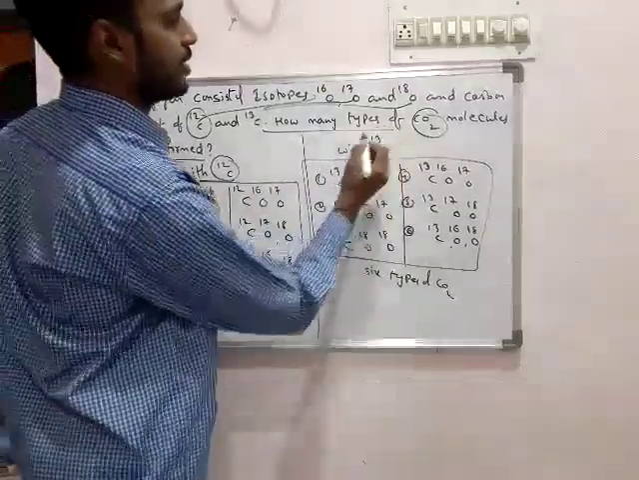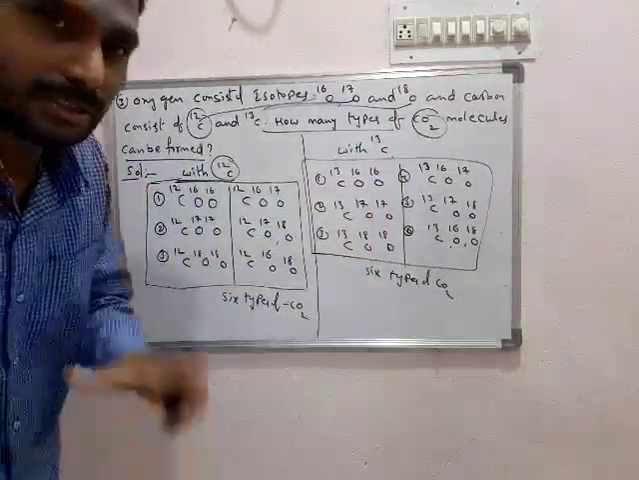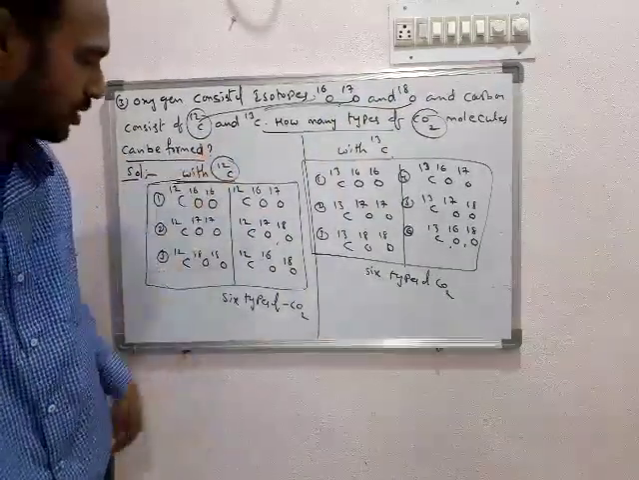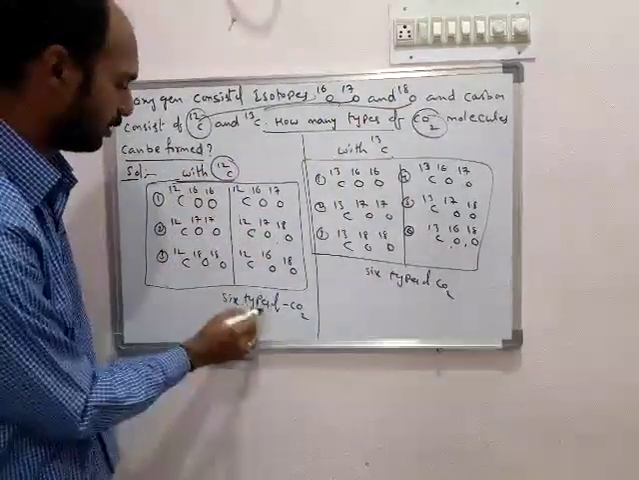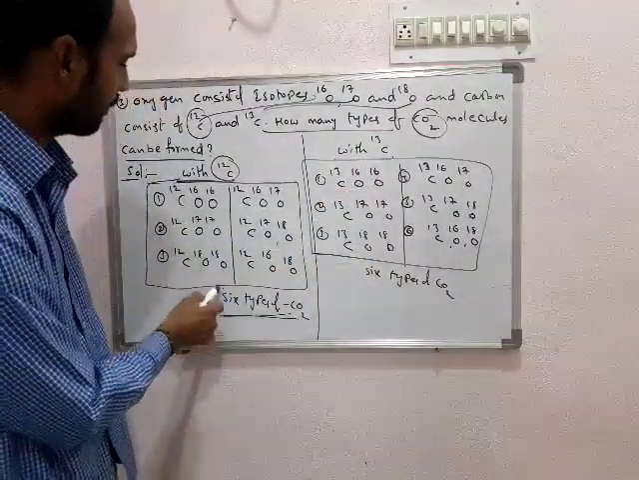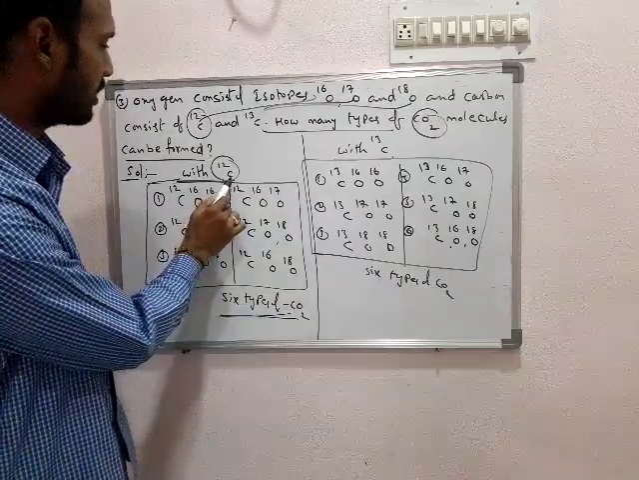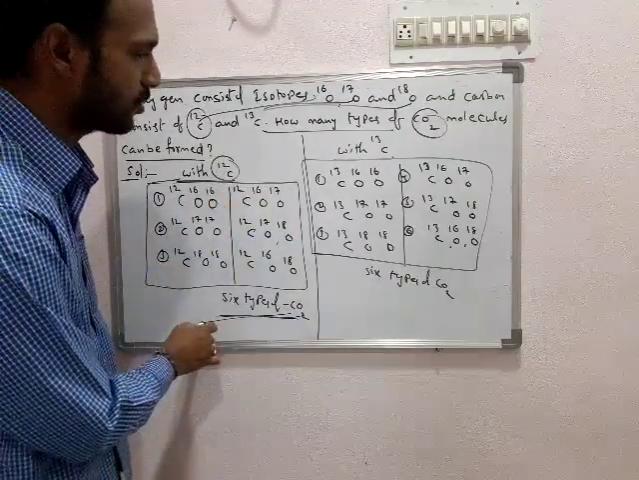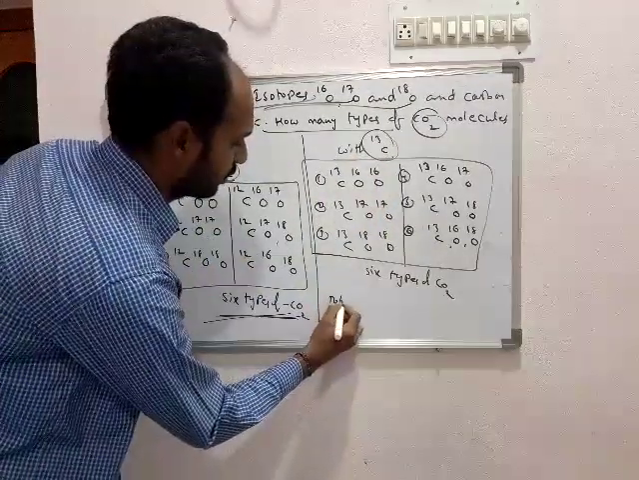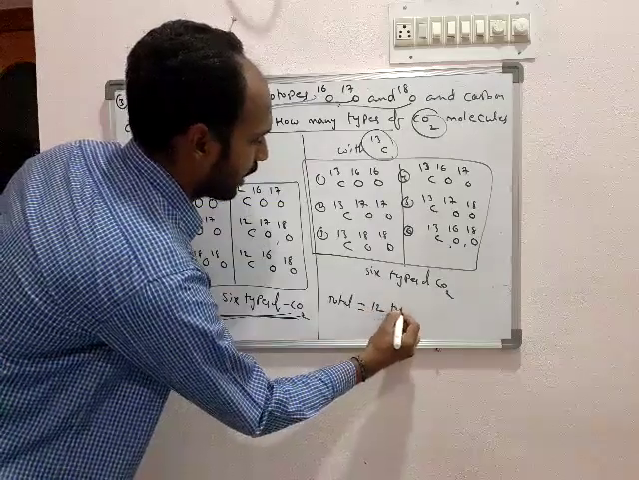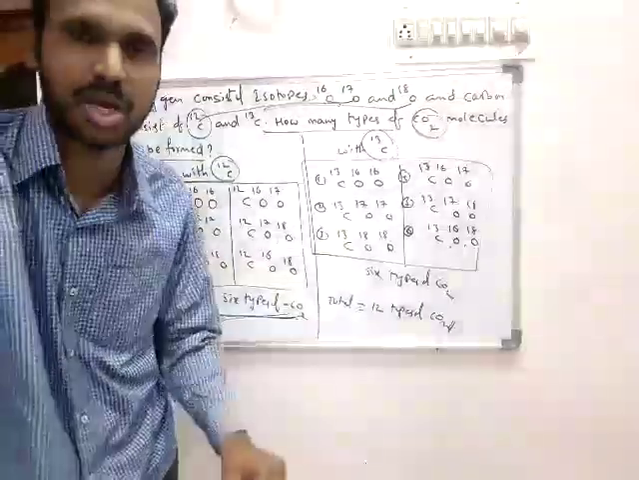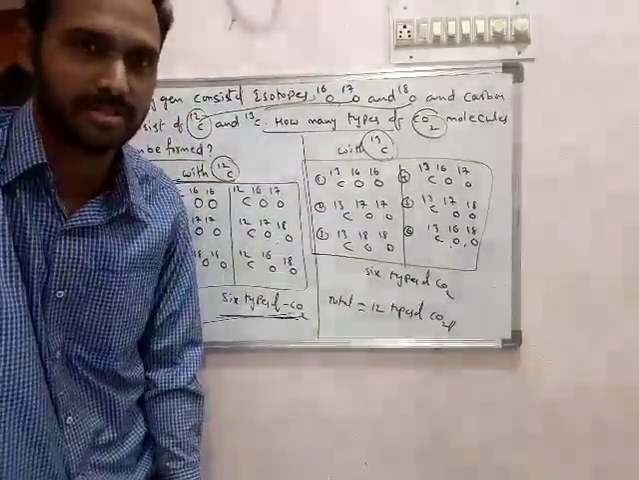Here the question is how many types of CO2 molecules are possible with oxygen 3 isotopes and carbon 2 isotopes. Using C12 there are 6 types of CO2, and using carbon 13 there are 6, total 12 types of CO2 molecules are present, in which carbon and oxygen isotopes are different. Okay, take this.